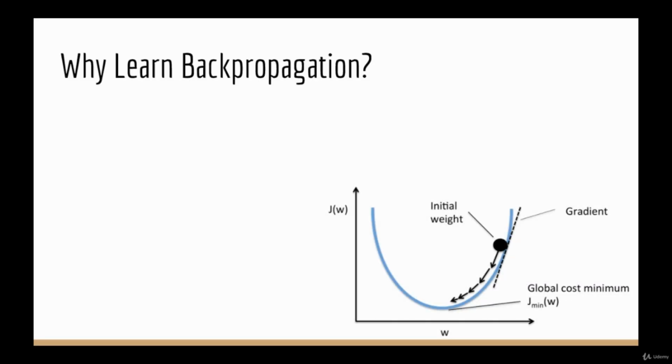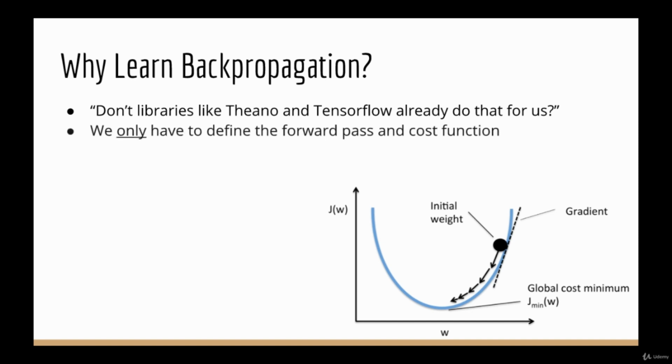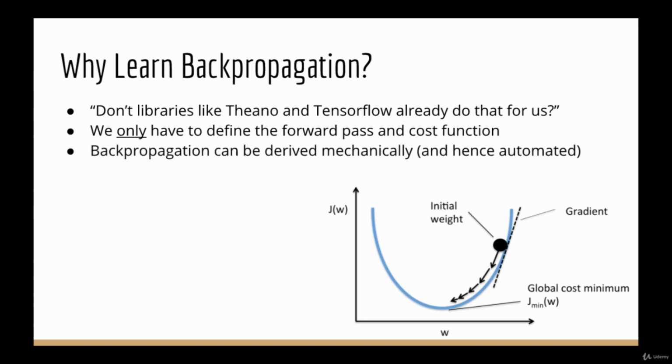A lot of people ask me, why do we need to learn backpropagation? Don't libraries like Theano and TensorFlow already do that for us? And of course, these libraries make writing complex neural networks very easy, easier than they have ever been in the past. Libraries like TensorFlow allow you to only have to define the forward pass and the cost function. Since backpropagation can be derived mechanically, the entire learning process can be determined automatically after we've defined how to build the neural network and how to build the cost.